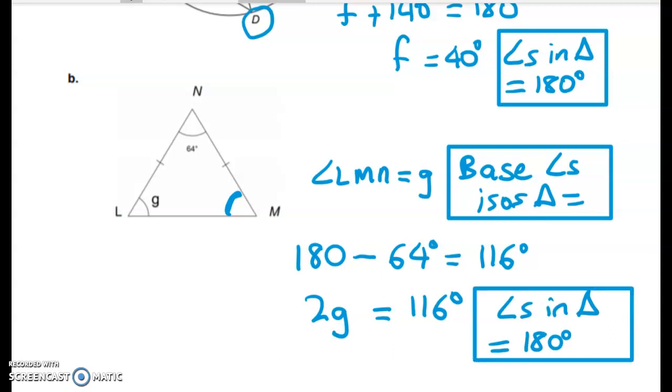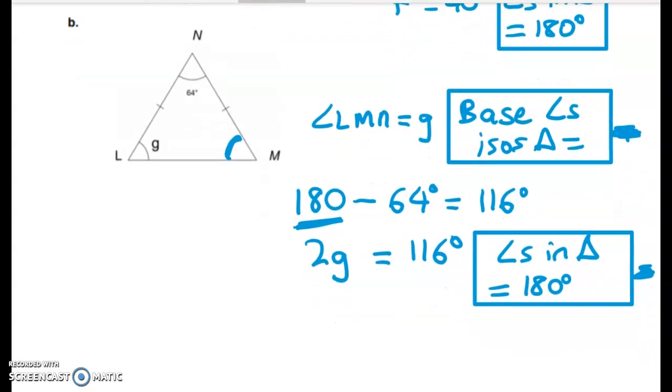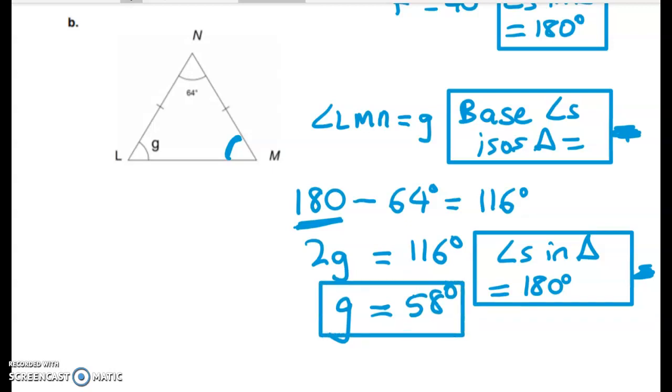So just notice that I've used both this reason and this reason. It's not enough just to say the base angles in an isosceles triangle are equal, because we also have to use the 180 degrees property. I'm not quite finished. I've got 2G as 116, so that gives me G is equal to half of that, which is 58 degrees. So that's my final answer for that one.